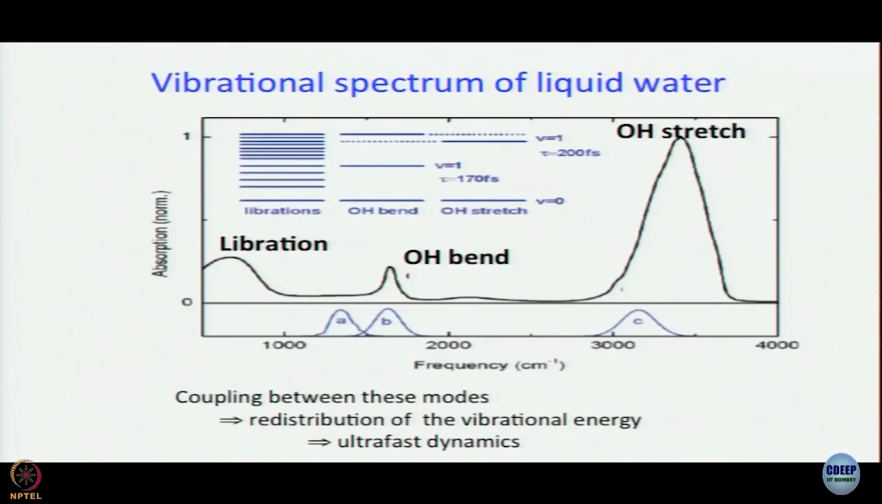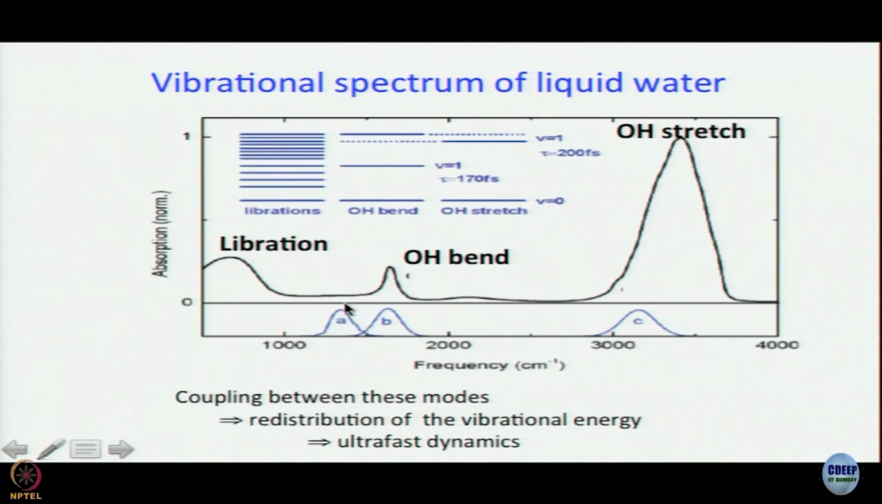With that background, we can come back to the earlier diagram, and now I can tell you what these are. This A, B, C, these are the spectra of 3 kinds of excitation frequencies used. When you excite by C, and I will tell you what the wavelength is, then you essentially excite OH stretch. When you excite by using B, you excite OH bend.